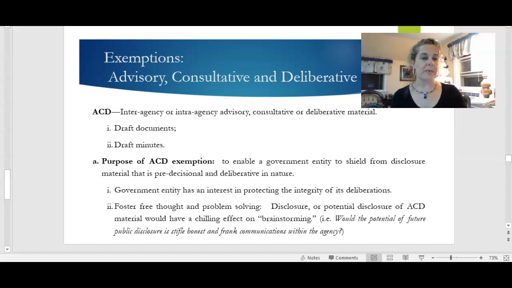I always tell people to think of the ACD exemption as brainstorming, and the purpose is to allow a government entity and the people in it to brainstorm about different ideas and solutions and to shield those ideas and those deliberations from disclosure. The reason you would want to do that is you would chill people's thinking out of the box and just throwing things out there if they knew that at some point their out of the box and, in hindsight, not so logical solution would be subject to disclosure.